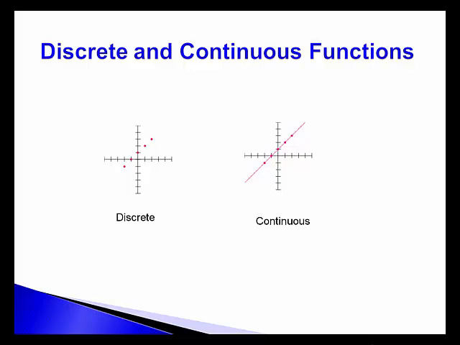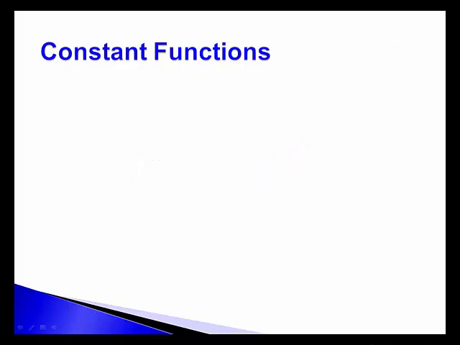Let me give you a way you can remember this easily. A continuous function is one that you can draw without having to lift your pencil. There are no gaps or holes in it. That makes it continuous. The one on the left, obviously, you cannot do that with. That's discrete.